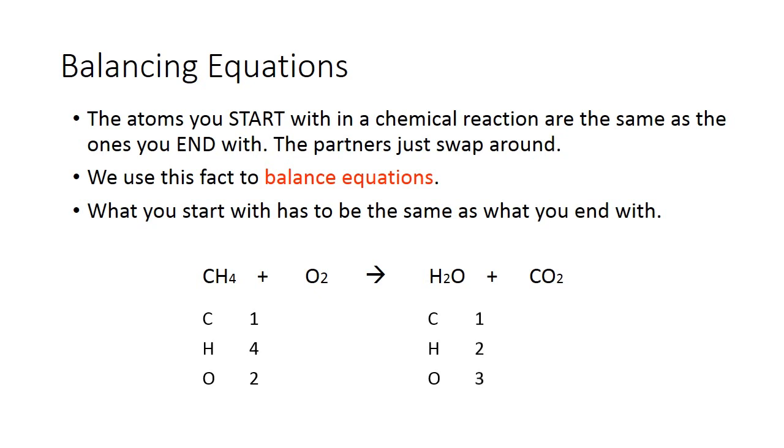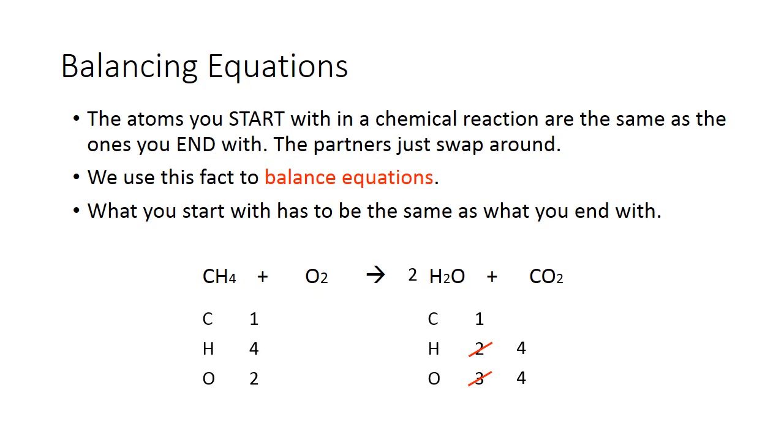Now, we know that I can't create or destroy matter, so it must be that the number of hydrogens being 4 on one side, I have to make the hydrogens be 4 on the other side. And I'm going to do that by adding a 2 in front of water. Now by making there be 2 waters, I've increased hydrogens to 4, and I've also increased the oxygens to 4.